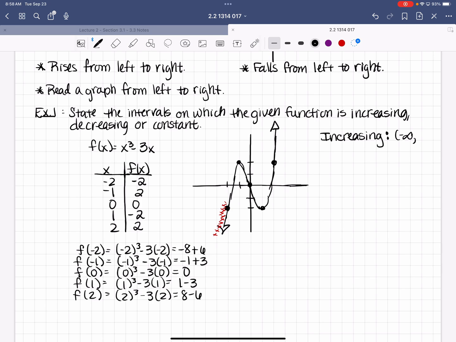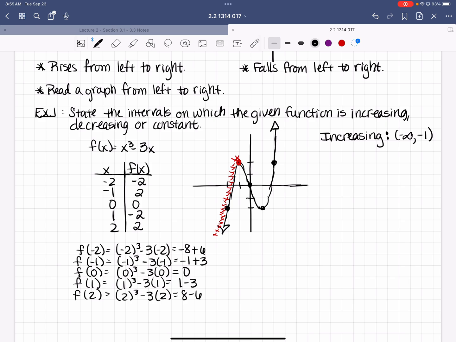Notice I use a parenthesis, because infinity never has a bracket. And I increase until I get where? Now, guys, you're looking for the x value. Right here, at the top of the peak. What is x right there? -1. So I'm increasing from -infinity to -1.